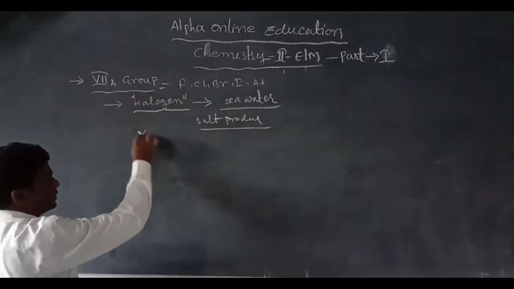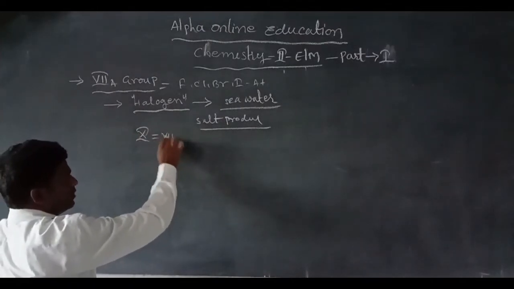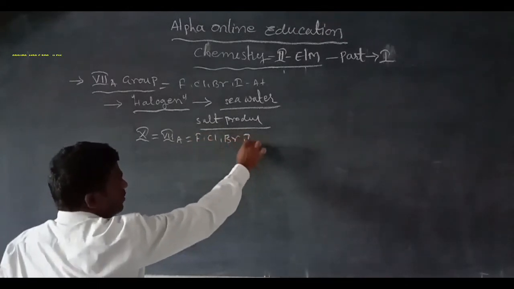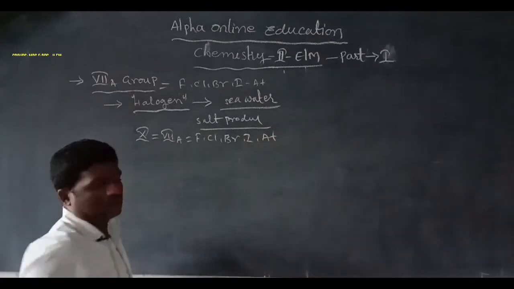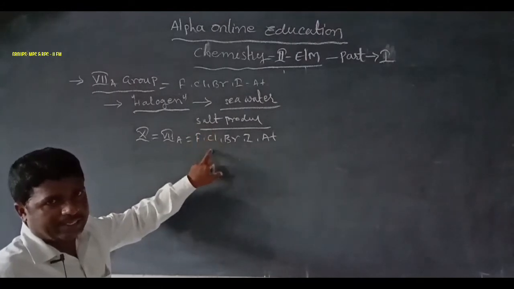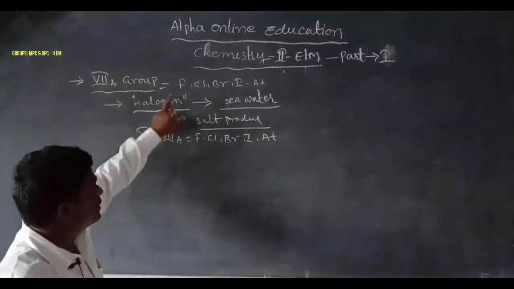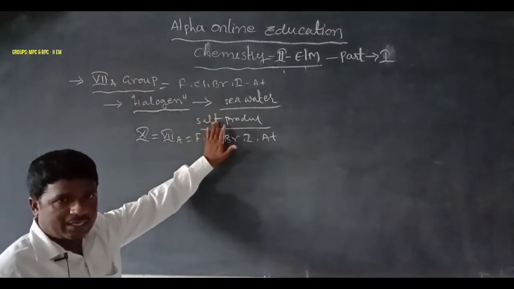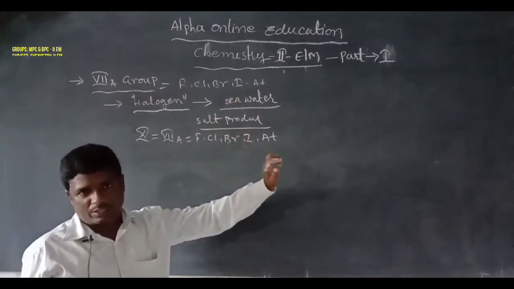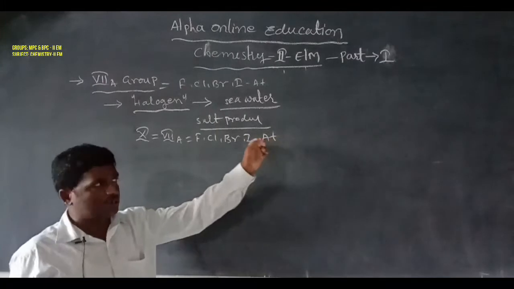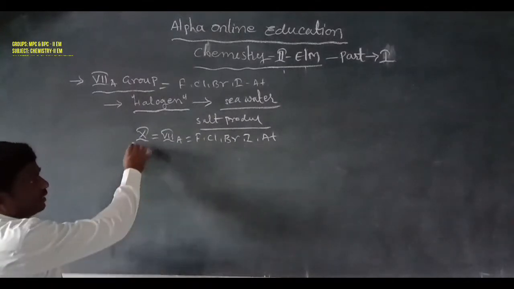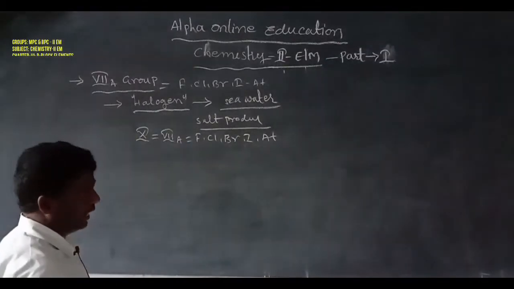It is indicated by X, where X stands for the 7th A group elements: fluorine, chlorine, bromine, iodine and astatine. These elements belong to the 7th A group, or the 17th group by IUPAC notation. They are called halogens because they are produced from salt producers or sea waters. So they are also called halogens or halides, indicated by X.